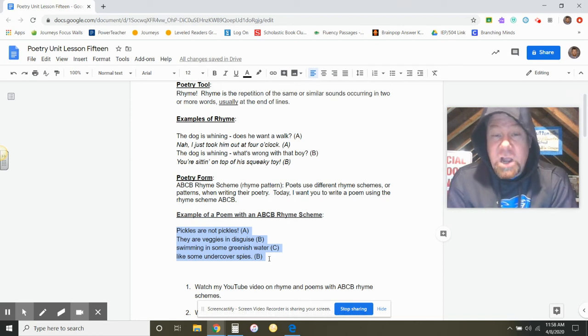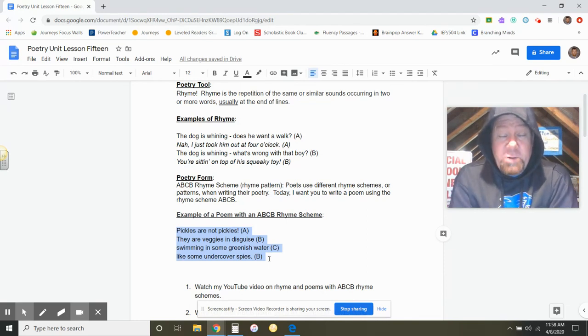Like some undercover spies. Now, spies rhymes with disguise. That's why it's marked with a B, because disguise was the second line with the rhyme of B, and now the fourth line also rhymes, so it's also signified as a B. Can you see why it's A, B, C, B? Because the first three lines, A, B, and C, do not rhyme. However, the fourth line rhymes with the second line. That's why it's B again.